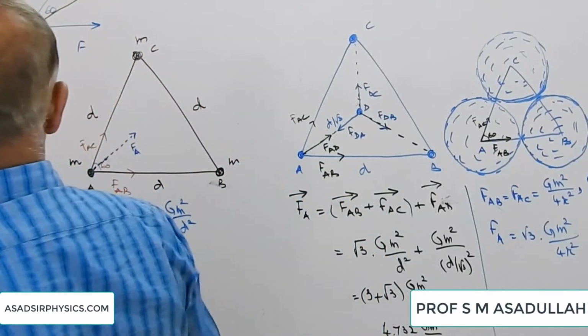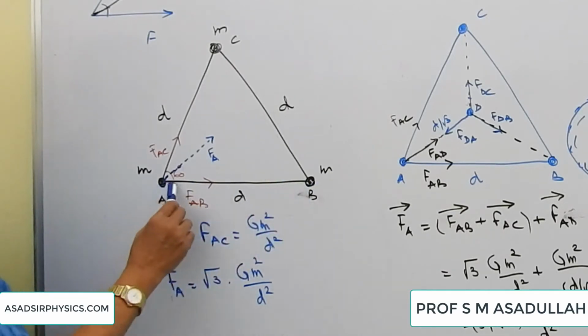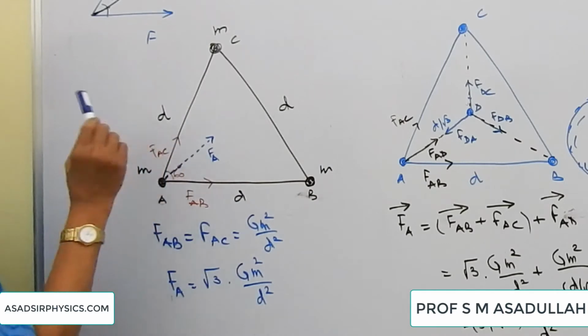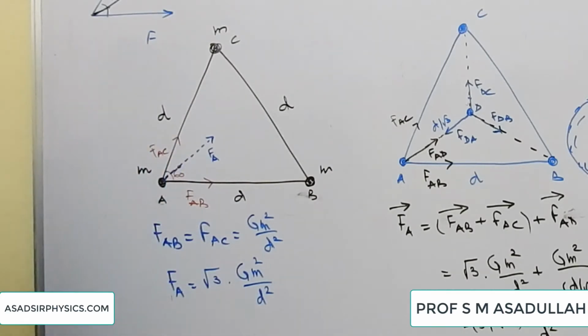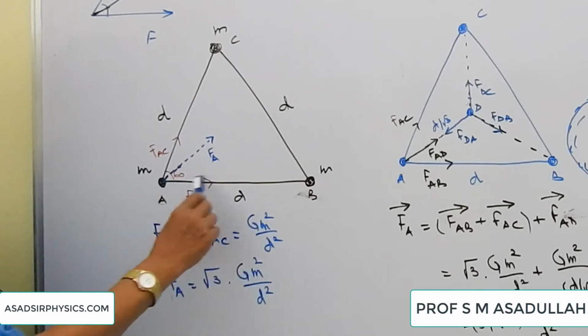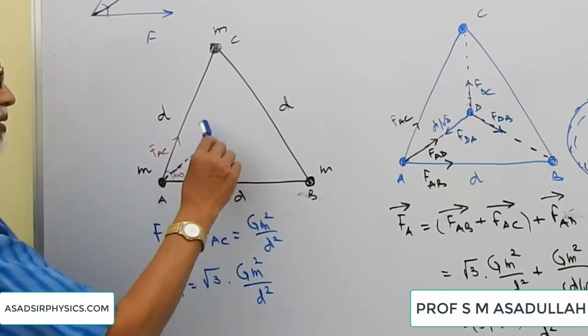Now let us consider body A. On this one, there are two forces. One is due to B, FAB in this direction, another is due to C, FAC in this direction. Since the masses are equal and the distances are equal, naturally these forces also will be equal. FAB is equal to FAC, that's equal to G m square by d square. Now the resultant will be in between them.